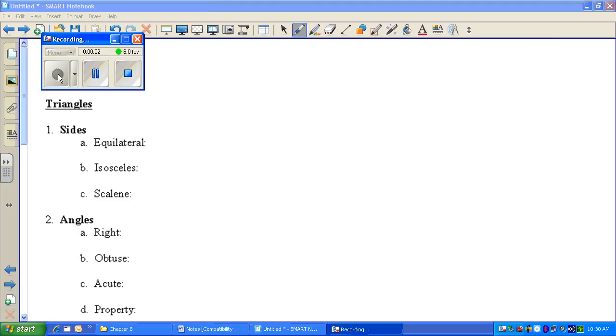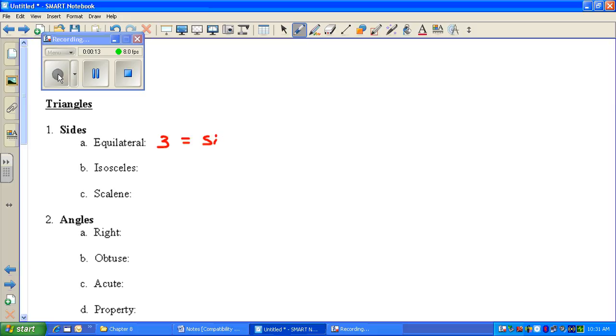The second lecture of 8.2 is going to deal with triangles. We've already talked a little bit about triangles, the idea of an equilateral and isosceles. An equilateral basically says they have three equal sides. So the sides of the triangle are the same.